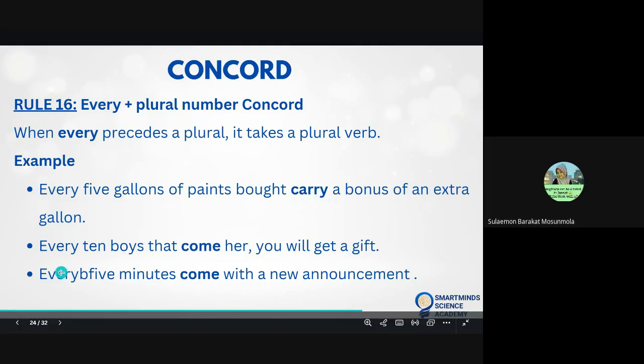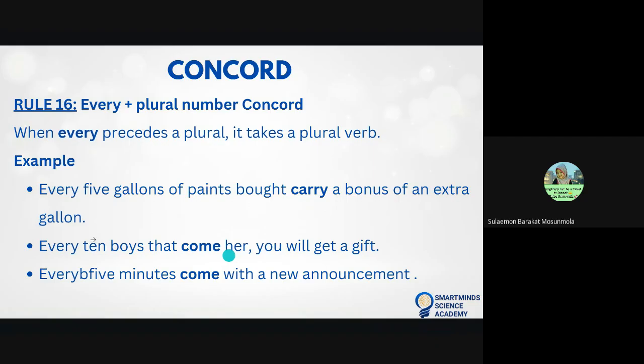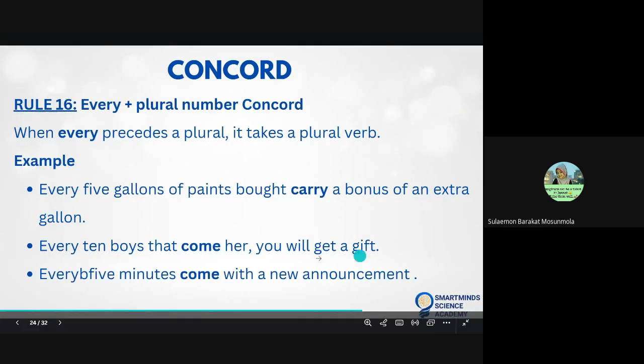The second example: for every 10 boys that come here, you will get a gift. Maybe I am running a discount or something. So I gave my people the chance of bringing 10 boys. So for every 10 boys that come through you, you will get a gift. Don't mind the errors in this sentence, please.